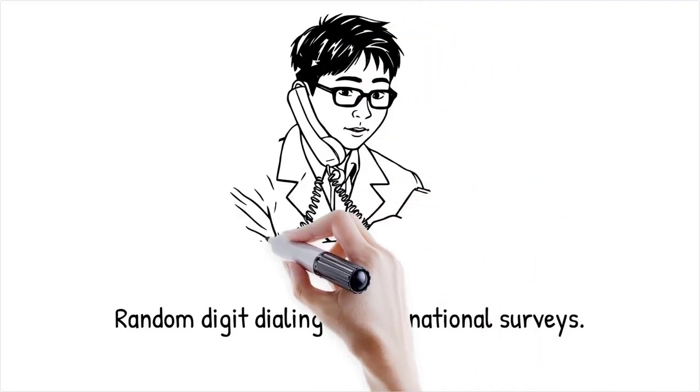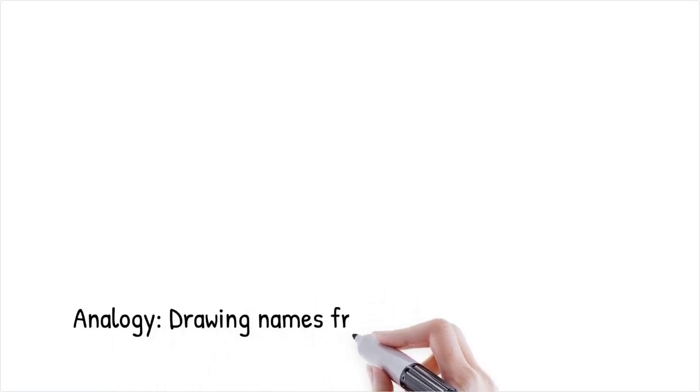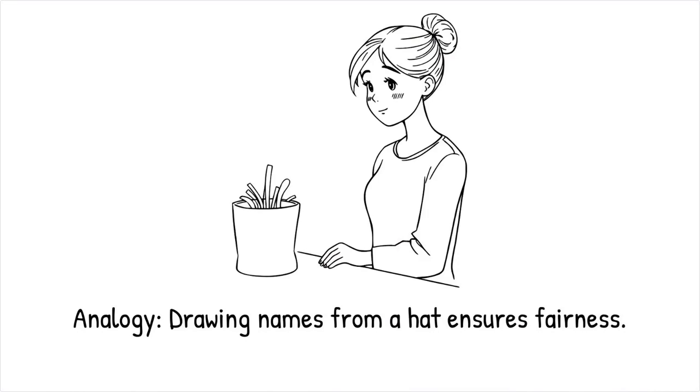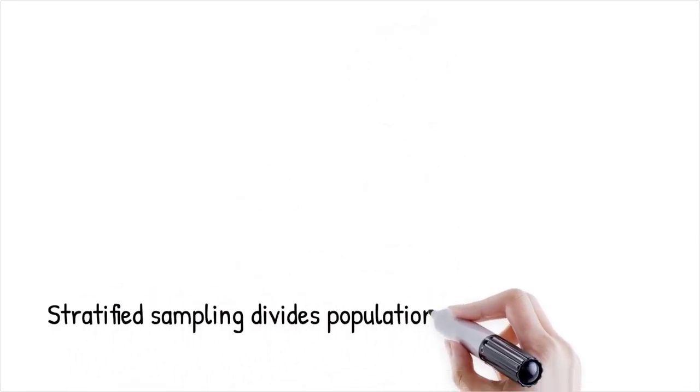Example, a national survey may use random digit dialing to choose participants from a telephone directory. Analogy, it is like drawing names from a hat, ensuring that every name has an equal opportunity to be picked.